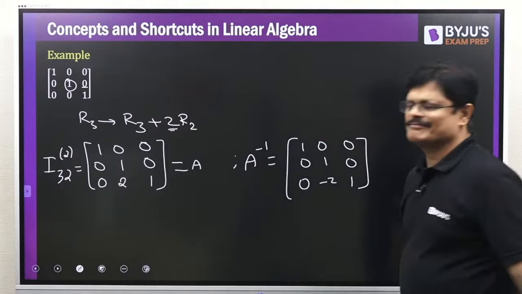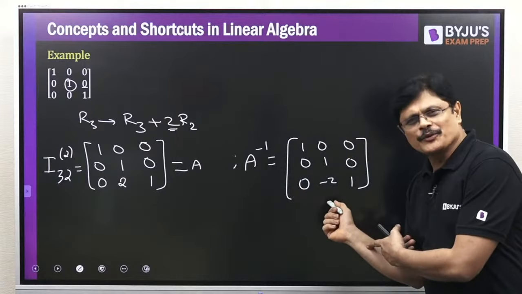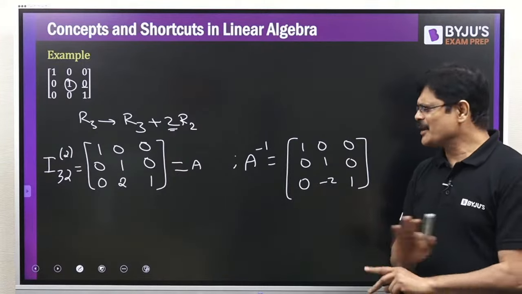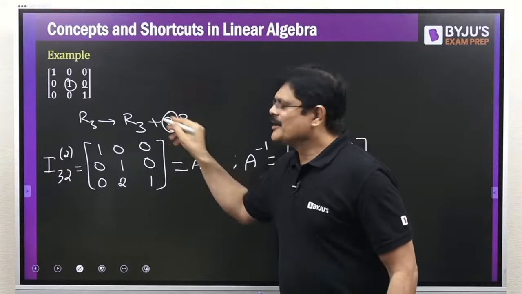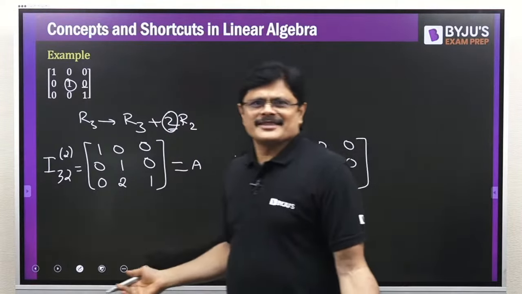-2. Perfect. Wherever 2 is there, you just need to replace that 2 with -2. That's it. Nothing more than that. Wherever this +2 is there, you get -2. That's it. Am I clear? And that's it, my dear friends.